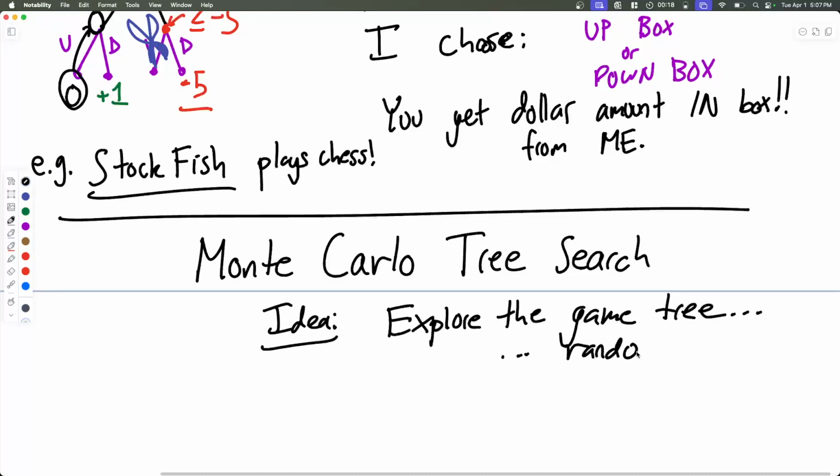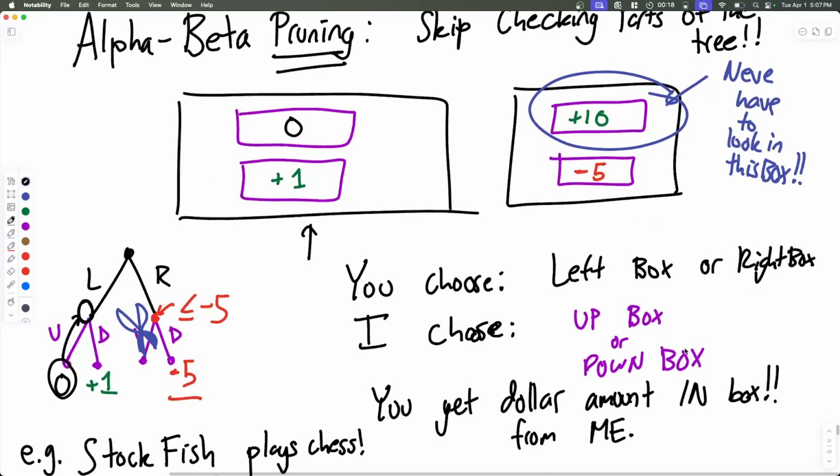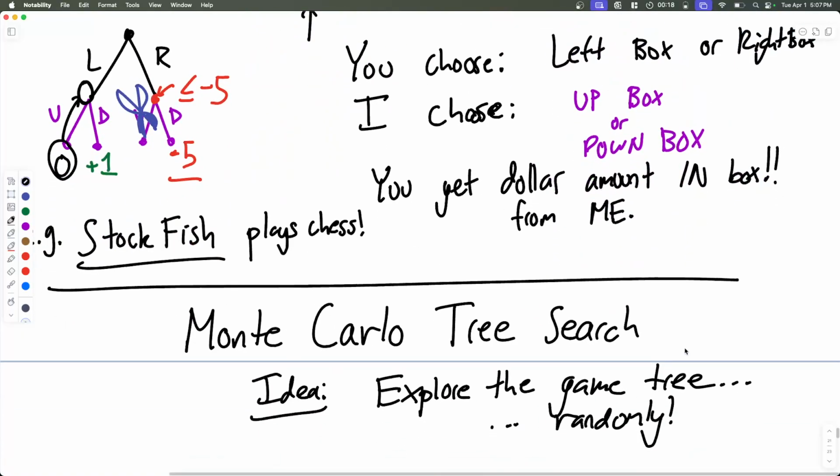Okay. And why is exploring the game tree randomly helpful? Well, the idea is when you get in these situations, there might be many, many boxes. If you're exploring them randomly, maybe you can get a sense of what's going on by just opening up a few of them, right? You don't need to explore every single thing to figure out what's going on. You can maybe save time by just getting a representative sample of the things that are happening. So that's the Monte Carlo idea.